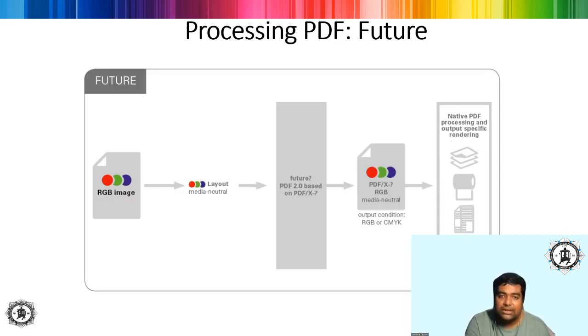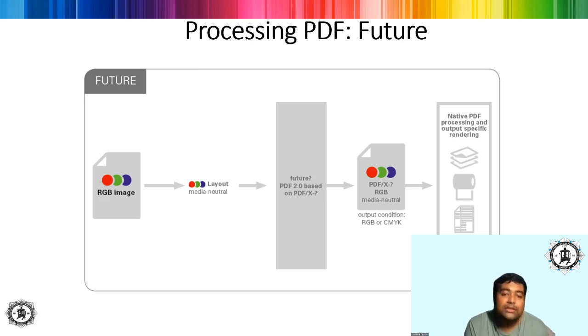But we are moving towards the future with the advent of PDF 2.2 and PDF/X-question mark. We don't know in which PDF/X standard this will be addressed, but it will be possible in the future to generate completely media neutral files, where all the elements, be it your text, your vector, images, are already RGB.